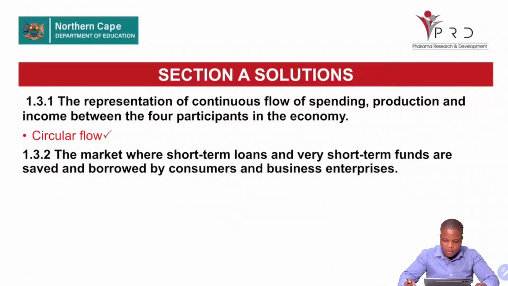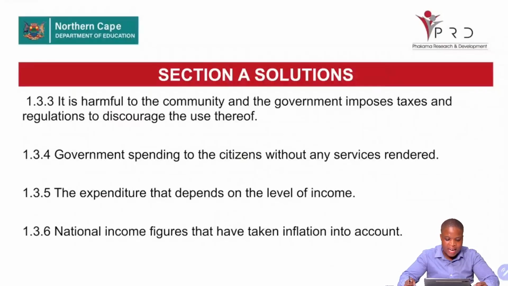The representation of continuous flow of spending, production, income between the four participants is a circular flow. It shows the relationship between the four participants. We look at the flow of spending, production, and income. The market where short-term loans and very short-term funds are saved and borrowed. That is not capital. It's a money market. It is harmful to the community and the government imposes taxes. This good is harmful. Government will impose tax to regulate and discourage their use. Those are your demerit goods.